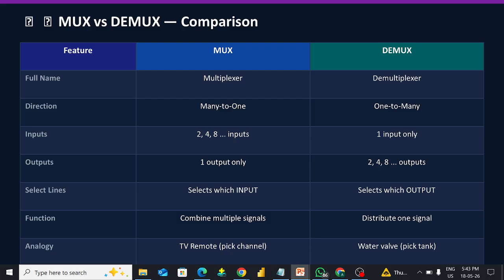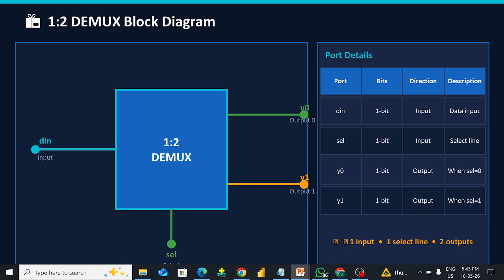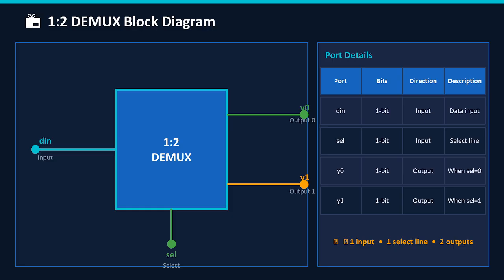Next, this will be the DEMUX block diagram. See here, the block diagram shows it has one input. This is the 1:2 demultiplexer: one input, two outputs, and one select line.